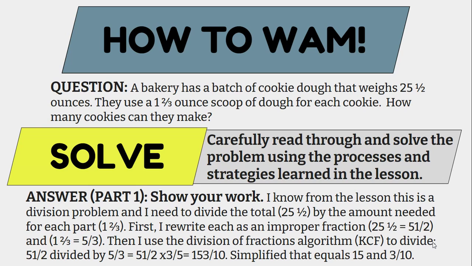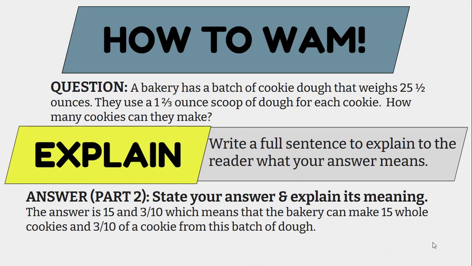So far, we have solved our problem, and we found our answer of 15 3/10. Our next step is to explain what that answer means. And if you're having a hard time figuring out what that answer means, go back and read the question that you were asked. So the question asks us, how many cookies can we make? So that's what my answer represents. The answer is 15 3/10, which means that the bakery can make 15 whole cookies and then 3/10 of a cookie from this batch of dough.